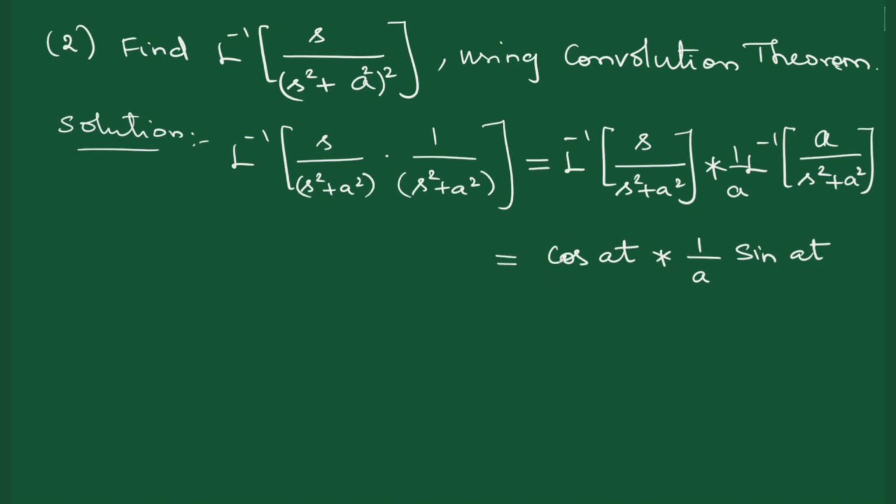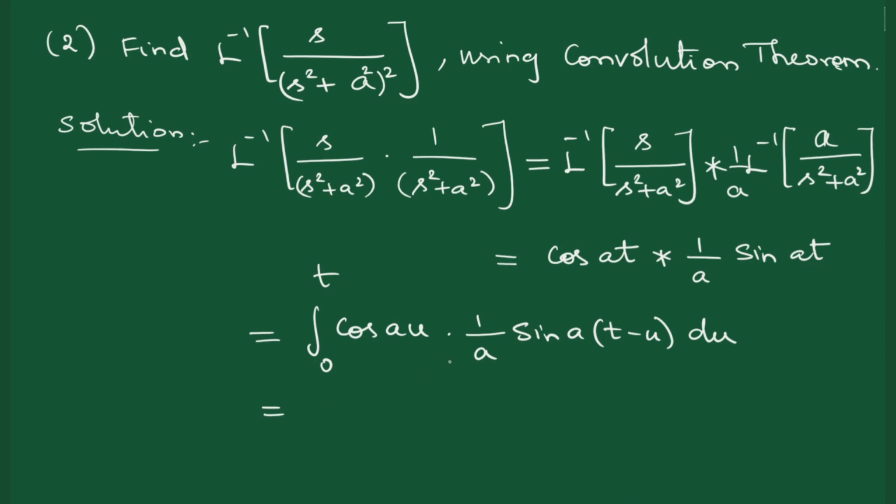Now we can apply the convolution definition for these two terms. So this is equal to the integral from 0 to t of cos au into 1 by a into sin a of (t minus u) du. Here 1 by a is a constant term, we can take it outside the integral, and write the integral from 0 to t of cos au into sin (at minus au) du.